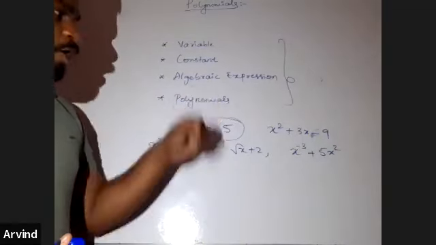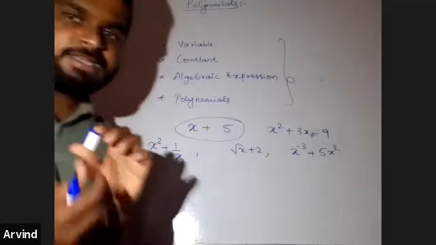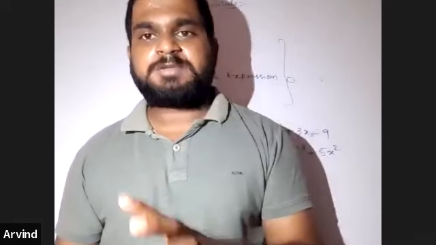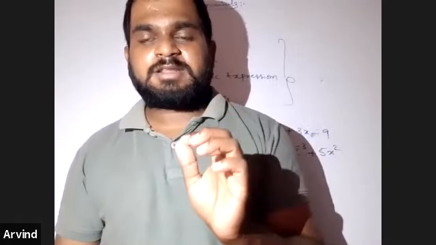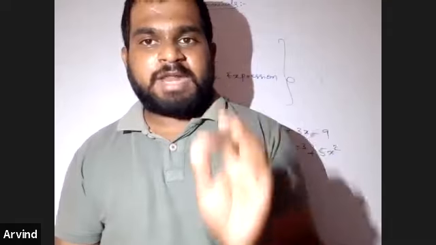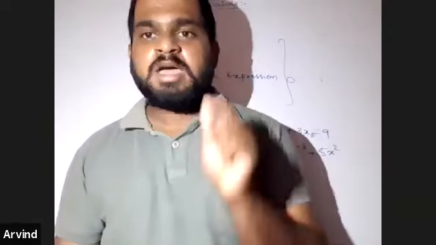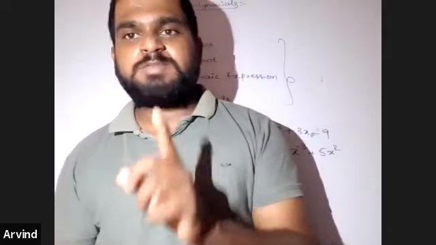But we are discussing polynomials. Why do we need all this? Now listen carefully. Polynomials are also algebraic expressions. Polynomials are also one type of algebraic expression. But the difference is that the powers of the variables in polynomials should always be positive. It should be a whole number. The powers of the variable should always be a whole number.